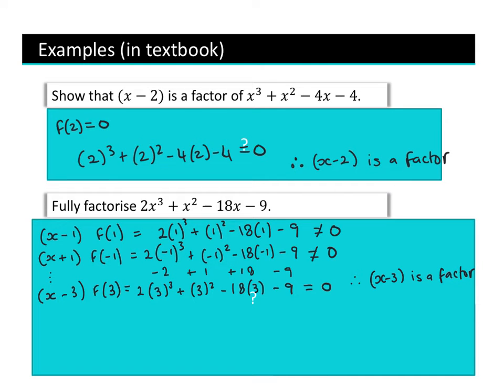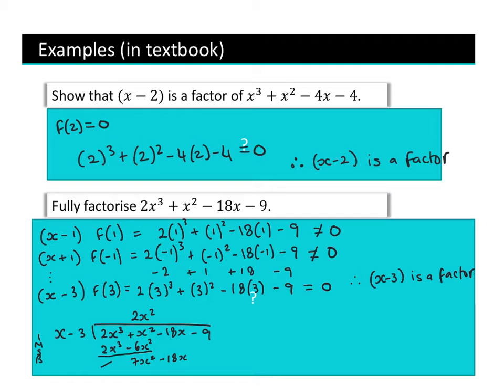So when we use algebraic division, we're going to have x minus 3 into 2x cubed plus x squared minus 18x minus 9. So how many x's go into 2x cubed? 2x squared. Okay, so remember, I'm a silly Billy. Now we're going to multiply. 2x squared times x is 2x cubed. 2x squared times minus 3 is minus 6x squared. Now we're going to subtract. 2x cubed minus 2x cubed is 0. x squared minus minus 6x squared is 7x squared. And then bring down.